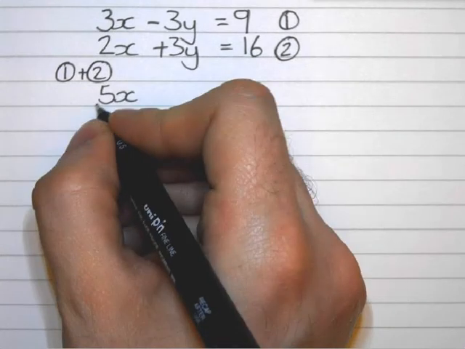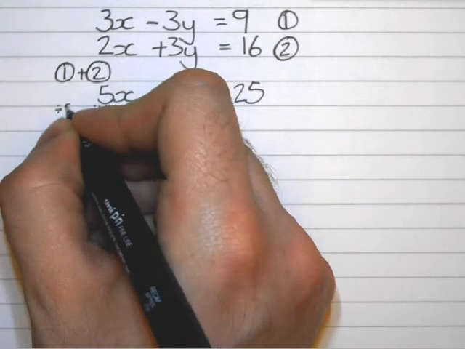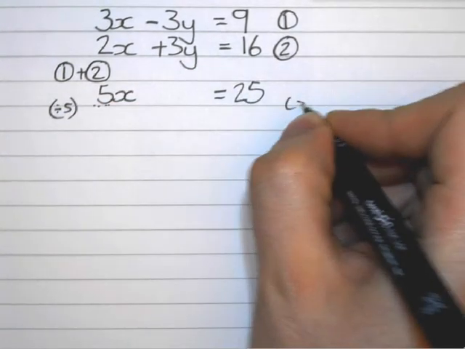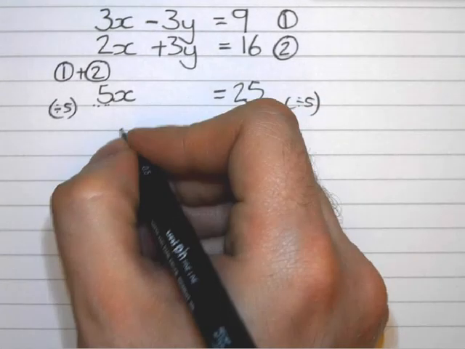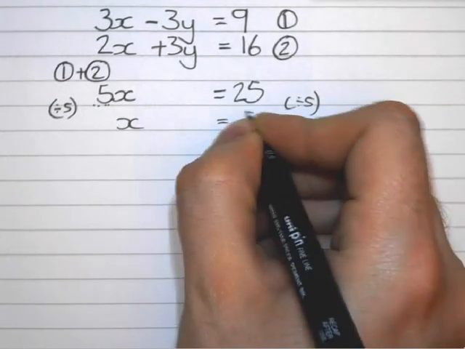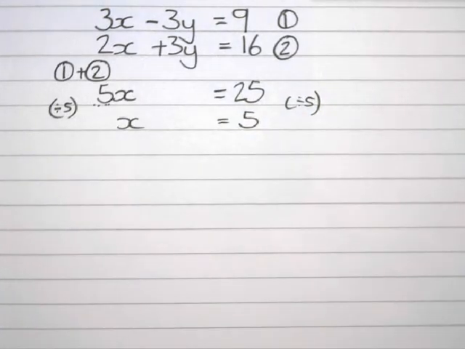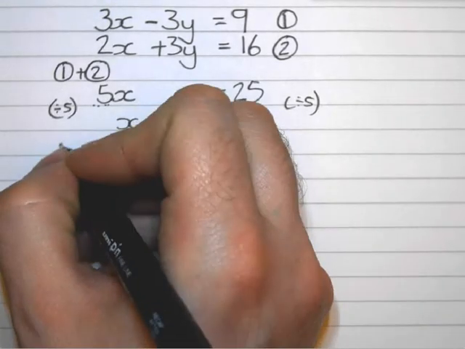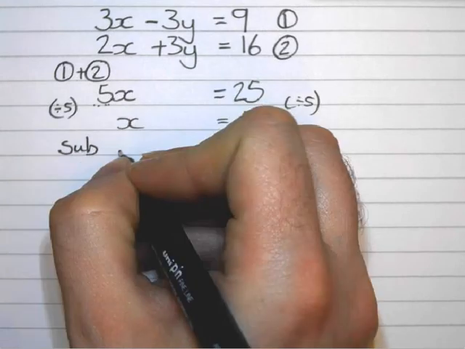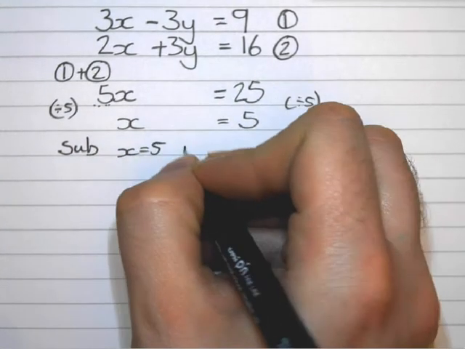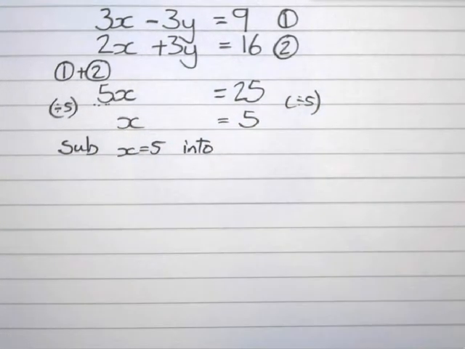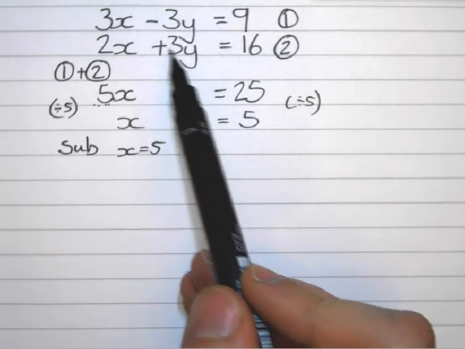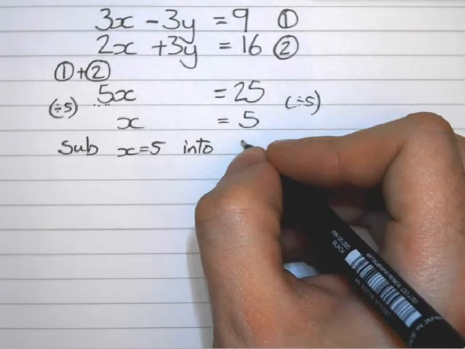Now, basic solving again, divide by 5 on both sides to show what we're doing, leaving us with x equals 5. So we've found our x value now. Half of the question done. We now substitute back in to find our y value. So sub x equals 5 into, now you take your pick here, either one. I prefer my y's to be positive. I think it makes it easier, so I'm going to sub that into 2.